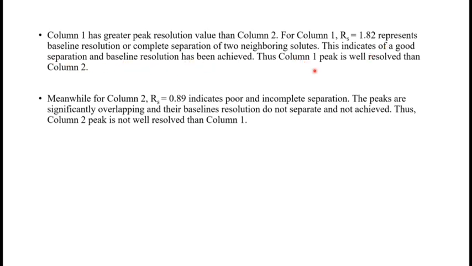Meanwhile, column 2 is 0.89, which is smaller than 1, indicating poor and incomplete separation. The peaks are significantly overlapping and baseline resolution is not achieved. Thus, column 2 peaks are not as well resolved as column 1. So, the conclusion is column 1 is better resolved than column 2.